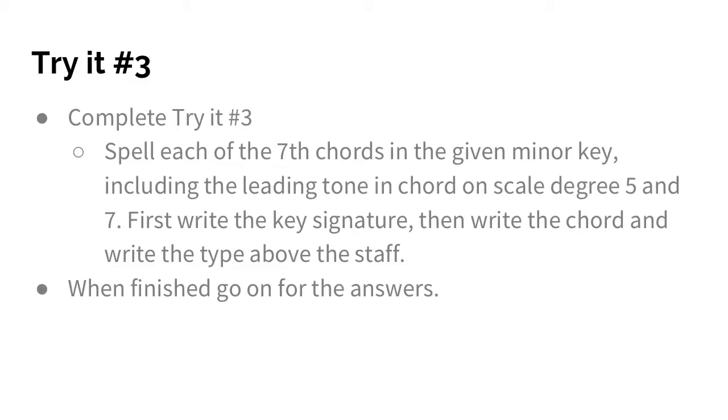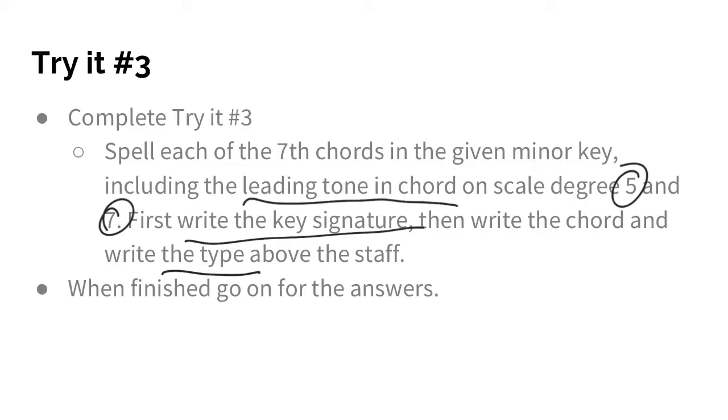All right, you're going to complete triad number 3. So you're going to spell each of the 7 chords in the given minor key, including the leading tone on scale degree 5 and 7. Write the key signature, and then write the type above the step. So pause the video, complete that, and then go on for the answers.